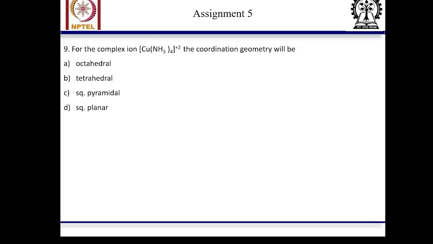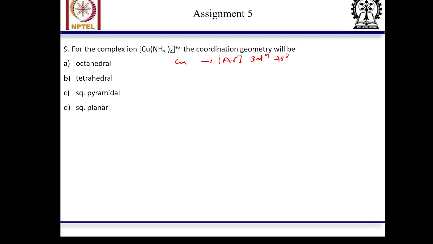Now we'll go to the complex ion Cu(NH3)4 2+. What will the coordination geometry be? What is the coordination geometry for Cu(NH3)4 2+? So first thing is that I will write what is Cu. Cu is argon 3d9 4s2. Right?